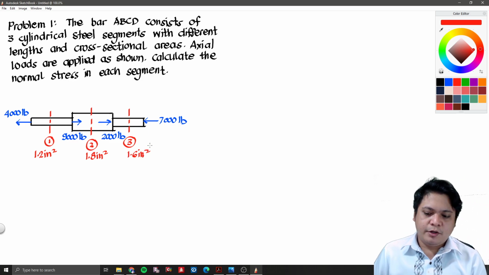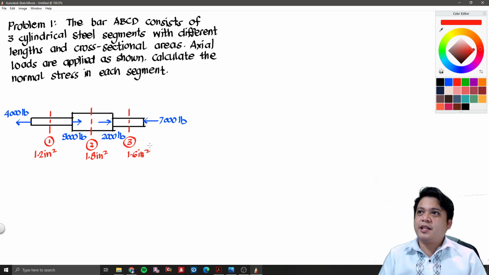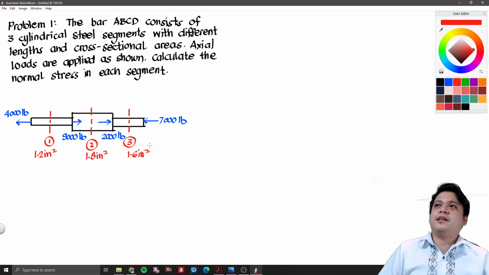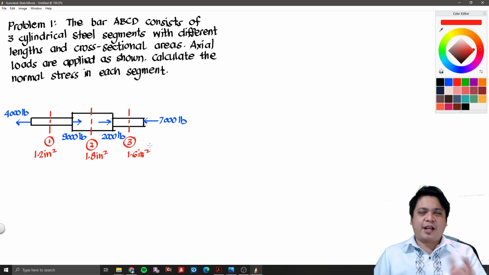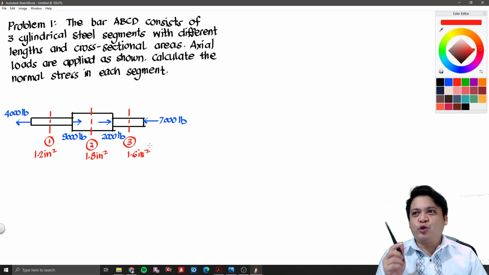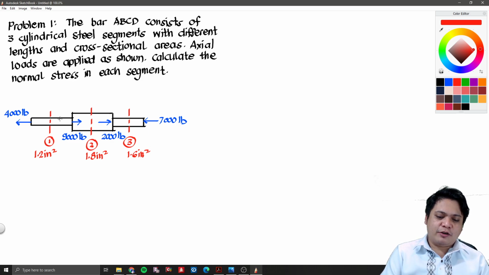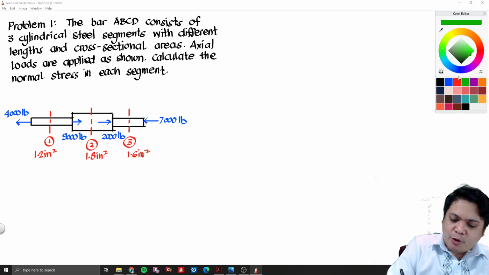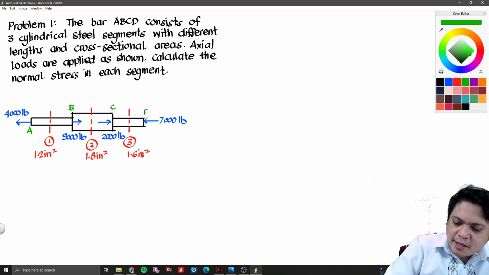Okay. So, the bar ABCD consists of three cylindrical steel segments with different lengths and cross-sectional areas. Axial loads are applied as shown. Calculate the normal stress on each segment. Okay. So, the segments we are referring to are the number of materials or sections that differ. For example, this whole section 1, okay, let's put a point. I will have it point A. So, let's say this is the point A, point B, point C, and then point D.